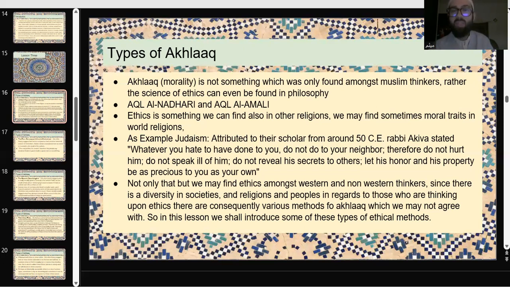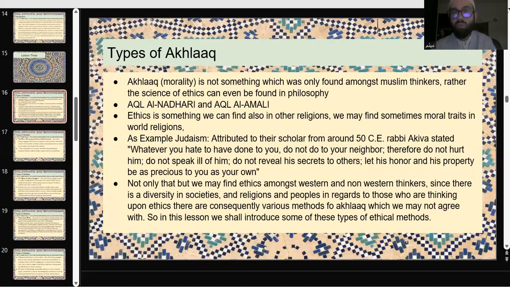So ethics is something we can find not only in philosophy, but we could also find ethics or morality in other world religions. You may find moral topics in Buddhism. You may find moral topics in Christianity. You may find moral topics in Judaism. Morality is something you can analyze in the various different world religions. Now, do we have critiques about certain methods or certain ideas? Yes, we could have critiques, and then there's some common ground that we could agree on.